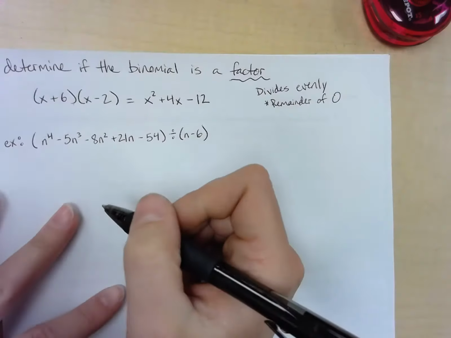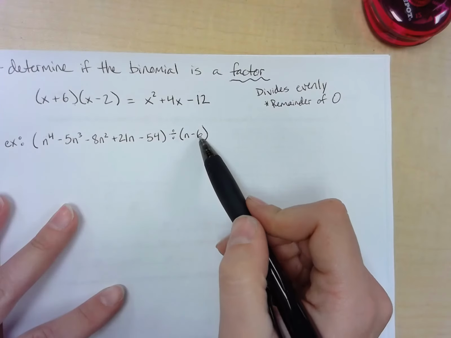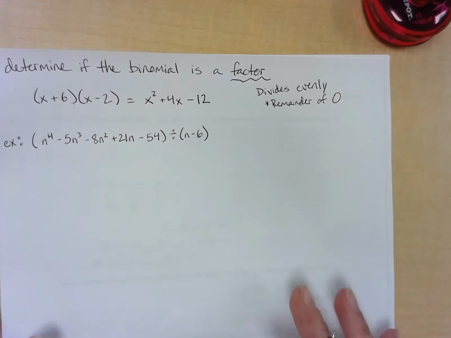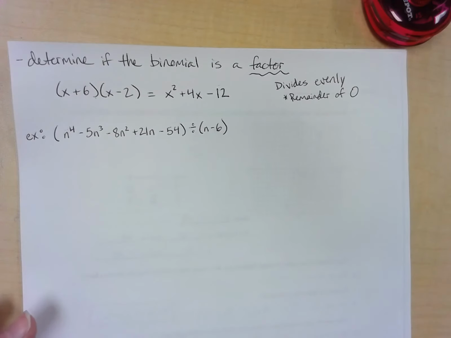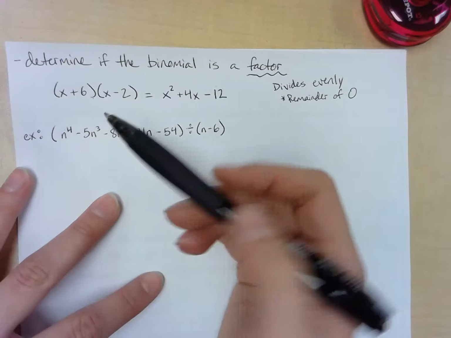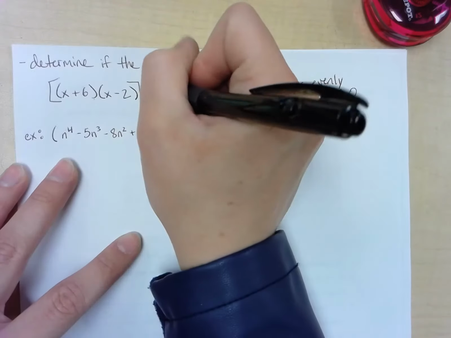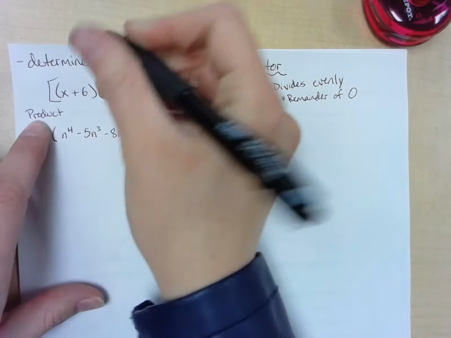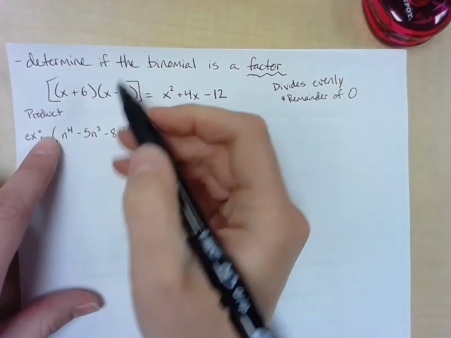Right, so how could I check? I could just plug it in, and that's fine, but further instructions on your homework at least say, if so, write as a product of two factors. This here is a product of two factors. Product meaning multiply, two factors meaning each of those is a factor.